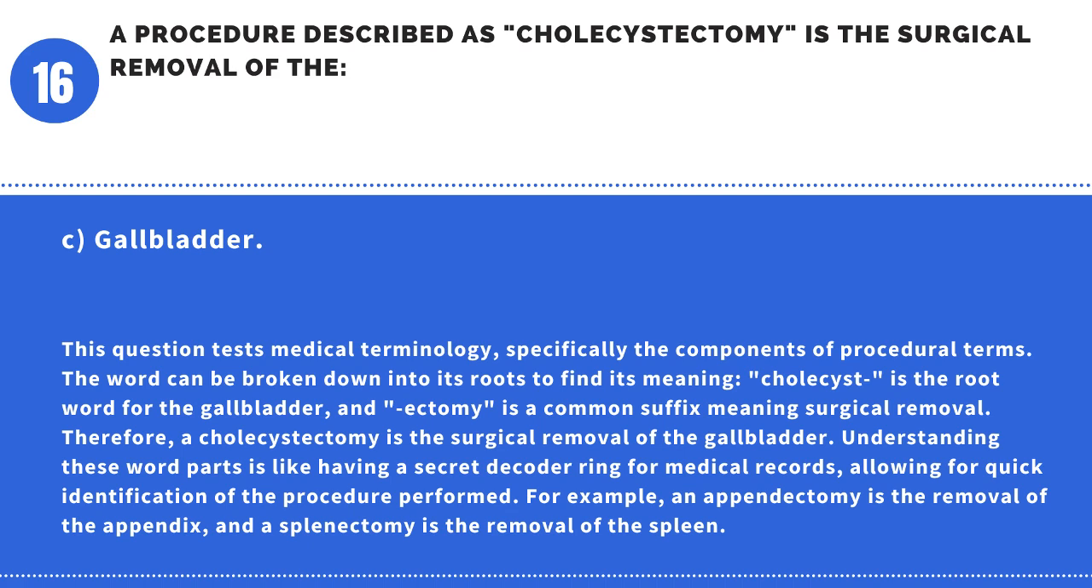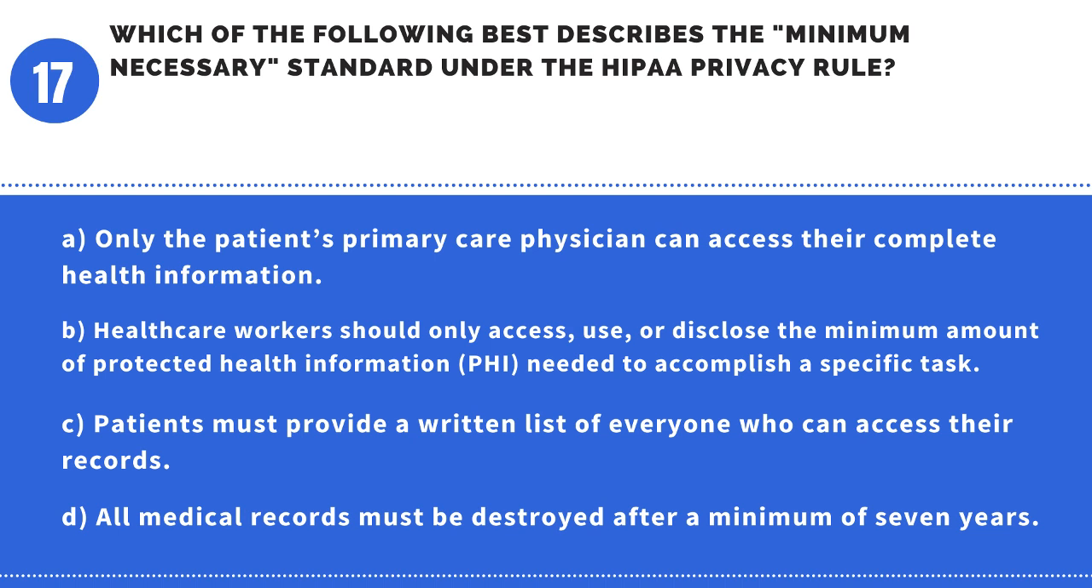The word can be broken down into its roots to find its meaning. Cholecyst- is the root word for the gallbladder, and -ectomy is a common suffix meaning surgical removal. Therefore, a cholecystectomy is the surgical removal of the gallbladder. Understanding these word parts is like having a secret decoder ring for medical records, allowing for quick identification of the procedure performed. For example, an appendectomy is the removal of the appendix, and a splenectomy is the removal of the spleen.